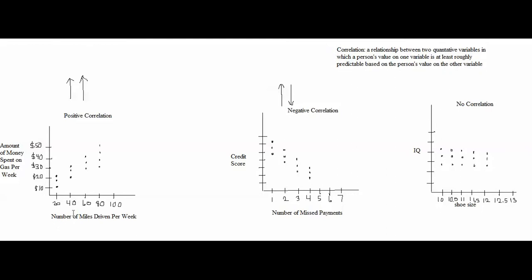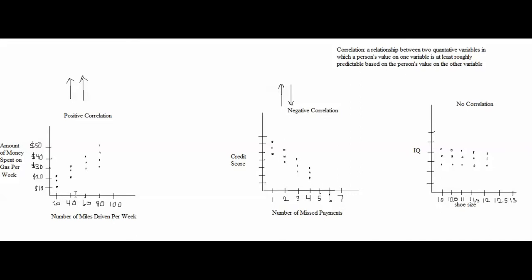Let's say that a person has told me how many miles they drive per week, but they haven't told me how much money they spend on gas per week. Since a person has told me how many miles they drive per week, I can make at least a rough prediction about how much money they're spending on gas per week. Because if the person tells me they're driving 5 miles per week, I'll probably think, okay, well, that person probably isn't spending very much money on gas.